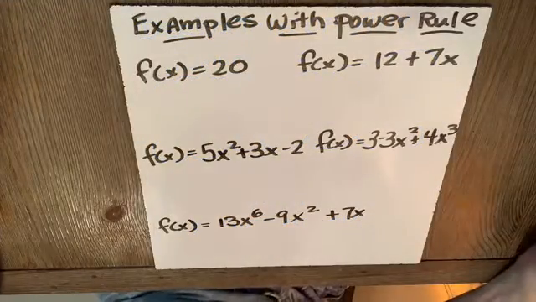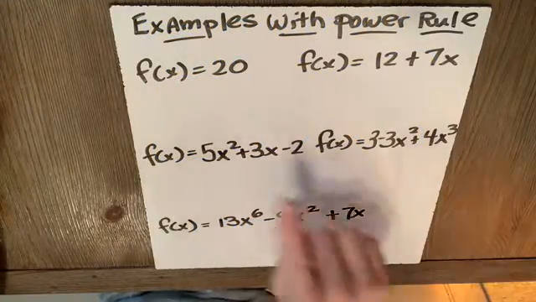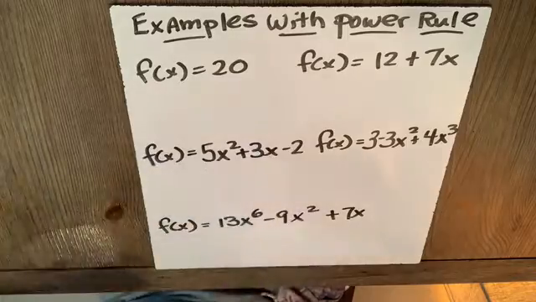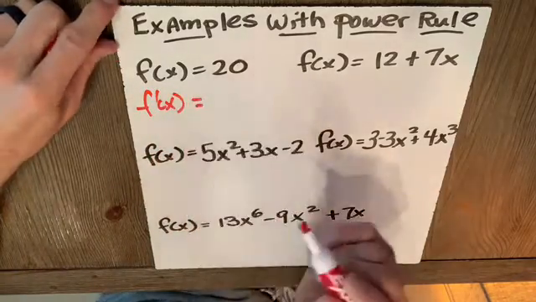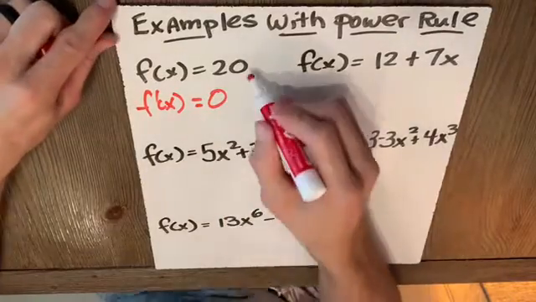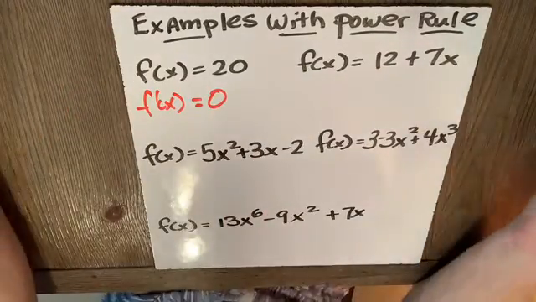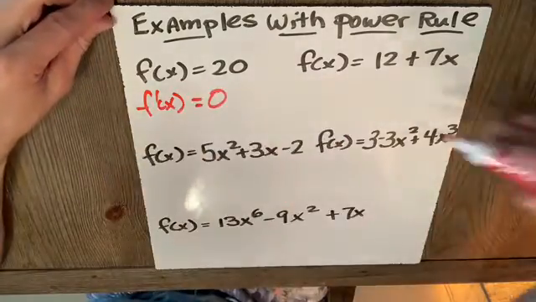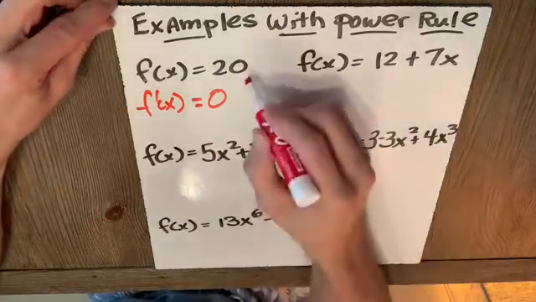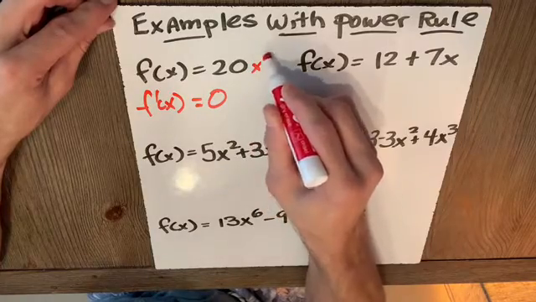Here are some examples with the power rule. When y equals 20, I like to do this. f dash of x, or f prime of x, is 0. How do I know that? Well, this is a constant. We already learned that the derivative of any constant is 0, because this is a line at 20 and its slope is 0.